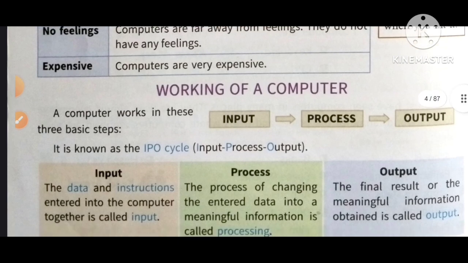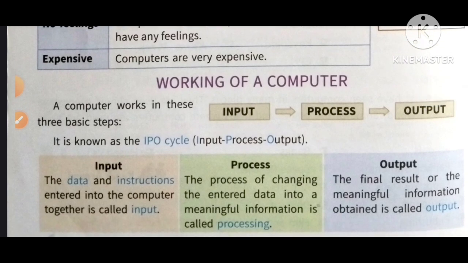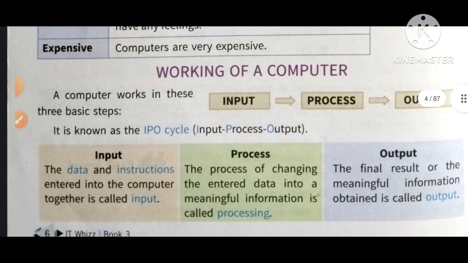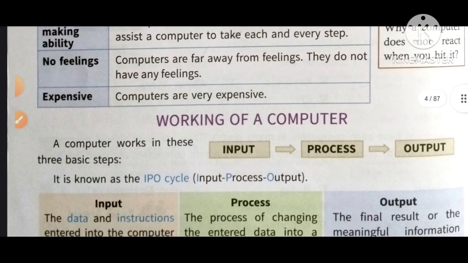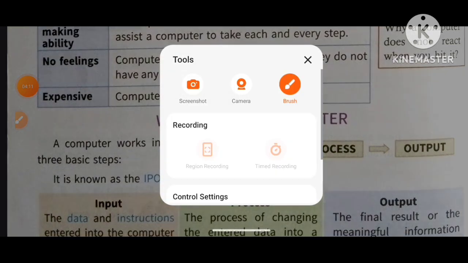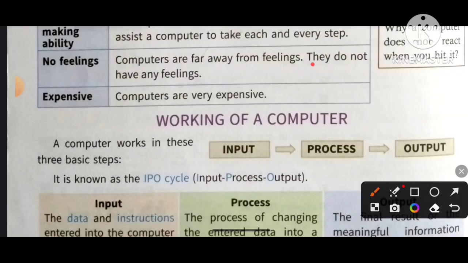Now we are going to talk about how a computer works. It works in three main steps: input, process, and output. A computer works in these basic steps. Basic steps are what? Input, process, and output. First one is input, second one is process, and third one is output. These basic steps help us to know about the working of a computer.